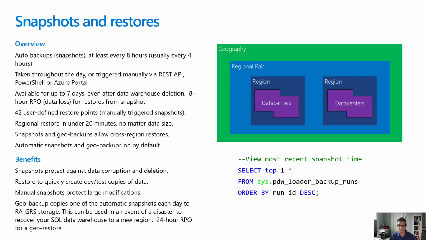So definitely check this feature out and understand that you can also create a backup on your own before a major event. So maybe I'm going to do a big data load. I can go and trigger a snapshot and it'll do the backup. And then I can wait till that's done and then go ahead and do that massive loading. And you can have up to 42 of these user-defined restore points. So a lot of data could be backed up.